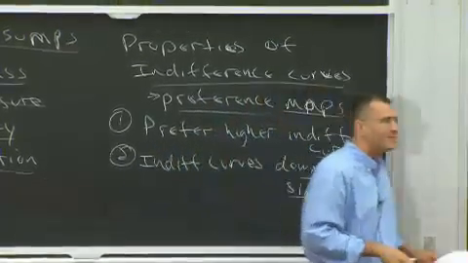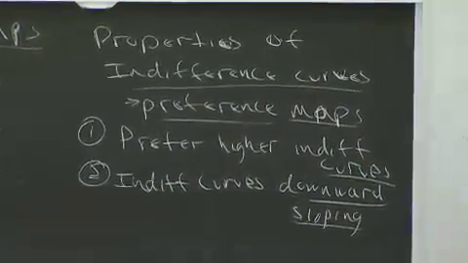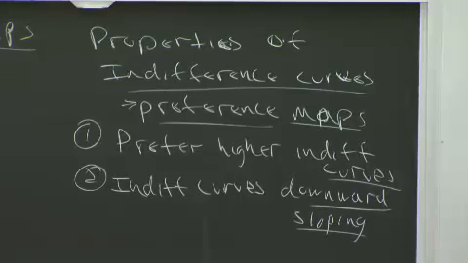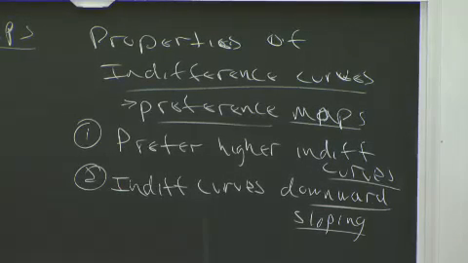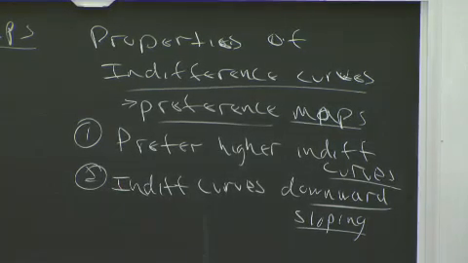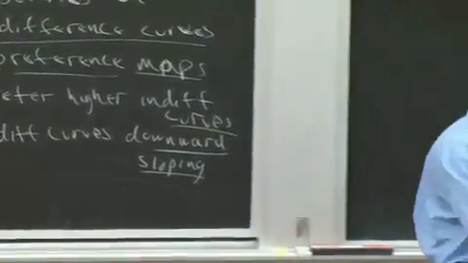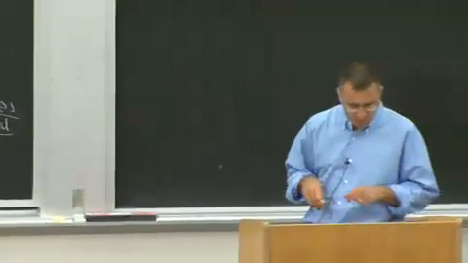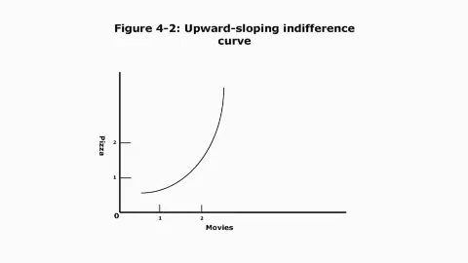Indifference curves are always downward sloping. And that, once again, comes from non-satiation. To see this, let's look at the next figure, an upward sloping indifference curve.